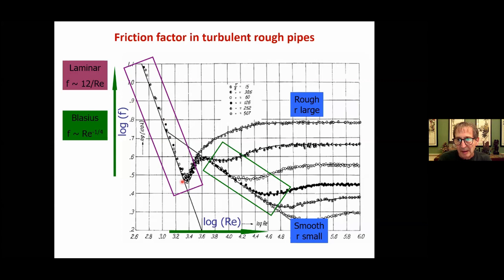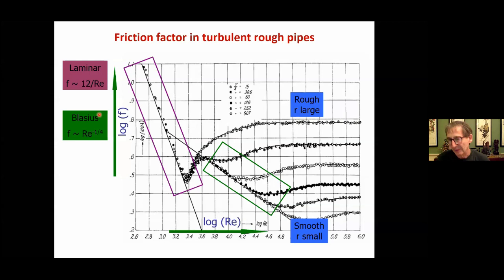When you look at this regime, which comes after the transition to turbulence, you see something interesting. First of all, as I go to smoother and smoother pipes, so here's a rough pipe, here's less rough still, nearly smooth, very smooth, and keep going, the smoother the pipe is, the further down this curve you go. And this curve has a slope of -1/4. So basically, you can imagine that if I had an ultimately smooth pipe, this friction factor scaling would go as Reynolds to the -1/4. And that's the law that was conjectured by Blasius in 1911.